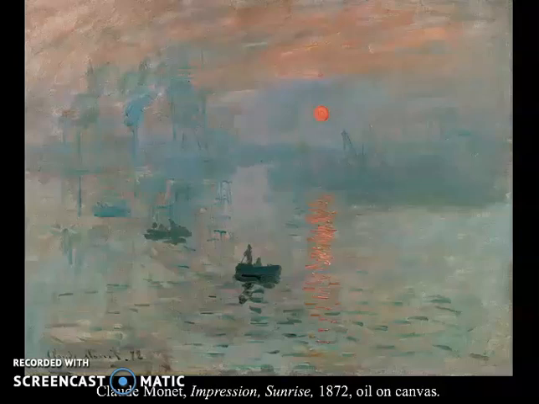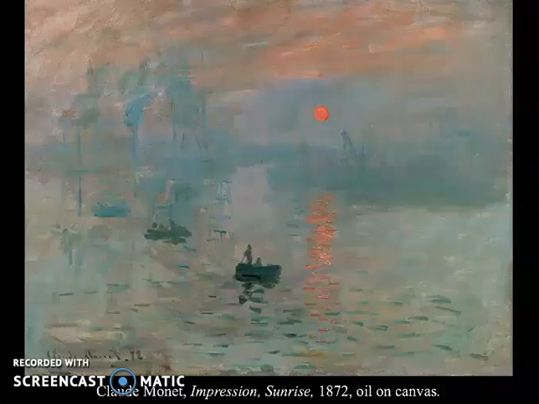So the first work we're looking at is Impression, Sunrise from 1872. Claude Monet is really considered the founder of French Impressionism and the most consistent practitioner. He spent a lot of time painting water and nature images. I'm going to show you a couple different types, this being one of the most important.